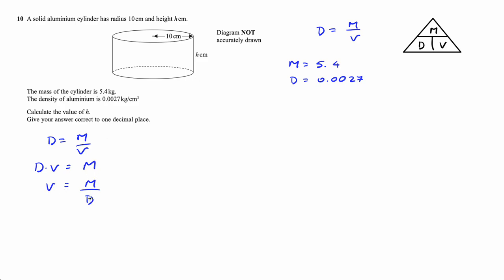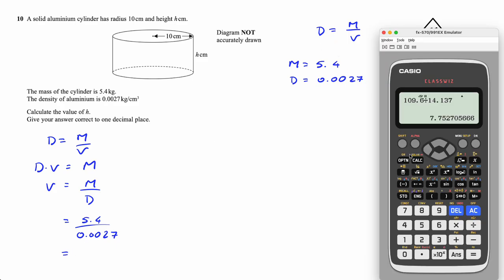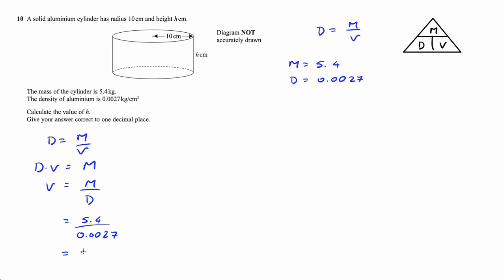Okay, anyway, volume is mass over density. The mass we know is 5.4, and the density we know is 0.0027. So the volume is equal to 5.4 over 0.0027, which gives me 2,000 exactly. So this is definitely right, 2,000.